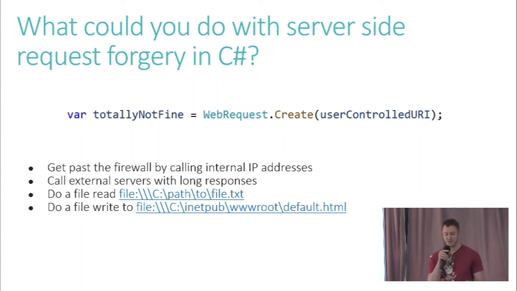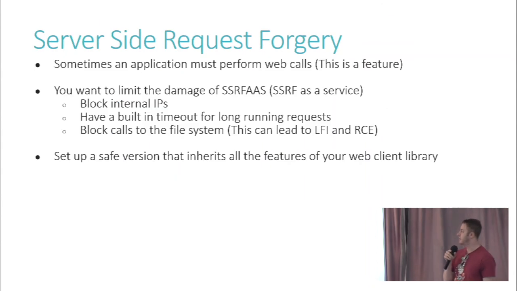So how do you defend against this? Well, you make a safe version of it, right? Sometimes you have to do this, and then sometimes you get this scary acronym if you have a webhook, right? And I'm not going to even say that. It's that offensive. But essentially, you have to allow your server to make external calls, and sometimes user-defined, right? But you can block internal IPs, areas they shouldn't be talking to. You can have built-in timeouts, and you can block calls to the file system because that's super nasty. And the safe version inherits all the features of your web client library, so you don't have to rewrite everything. You're just setting the right settings on your safe class.